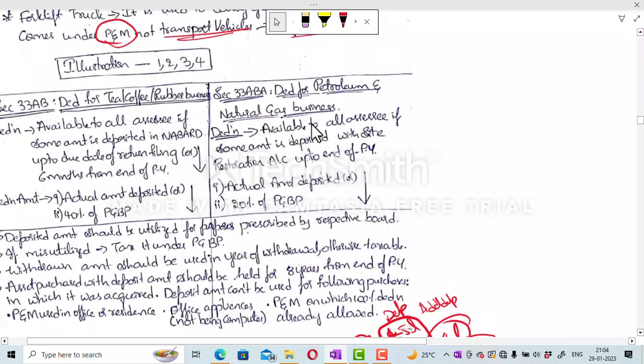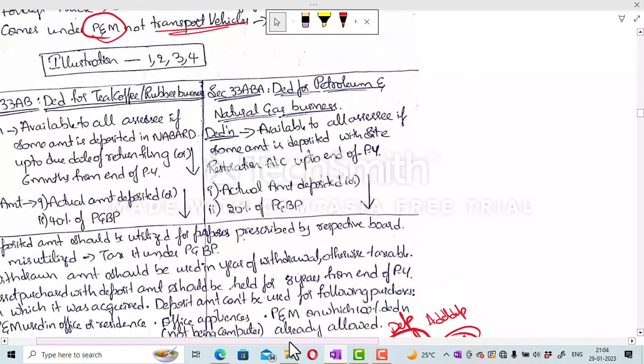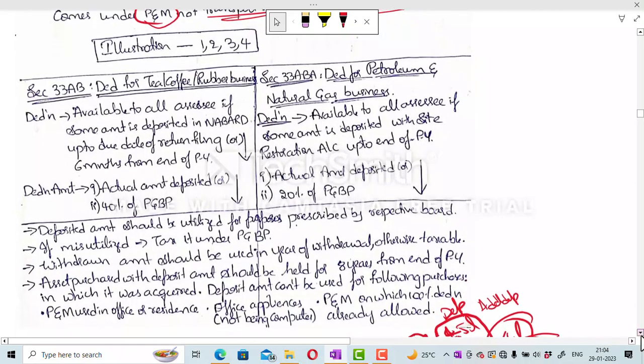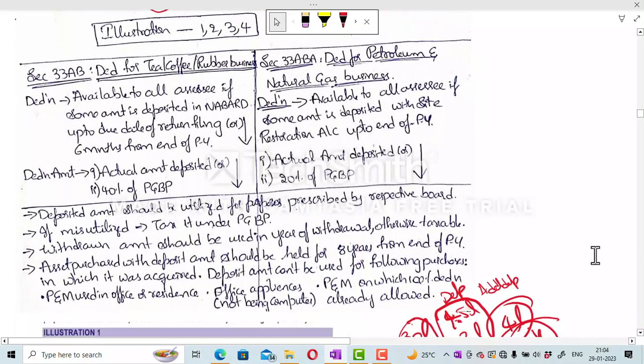So now we will go to the next deduction. We have done with depreciation, the lengthiest topic. Don't forget the rates. They are important. Sometimes they will not give rates in the examination. So the next deduction is regarding deduction for tea, coffee, rubber business. And similarly, we will have deduction for petroleum and natural gas business.